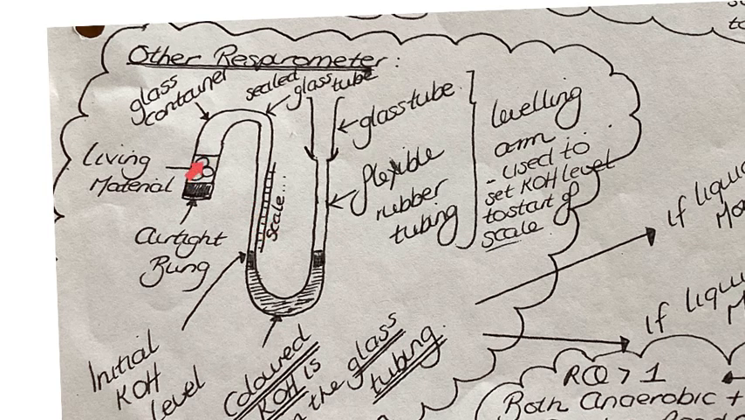As they respire, they produce carbon dioxide. The carbon dioxide is absorbed by that potassium hydroxide, so it does not cause the potassium hydroxide to move, because the carbon dioxide doesn't increase the volume of air in that glass, because it is absorbed by the potassium hydroxide.